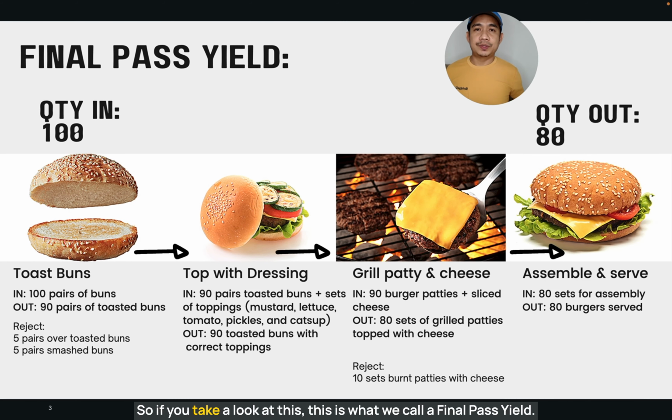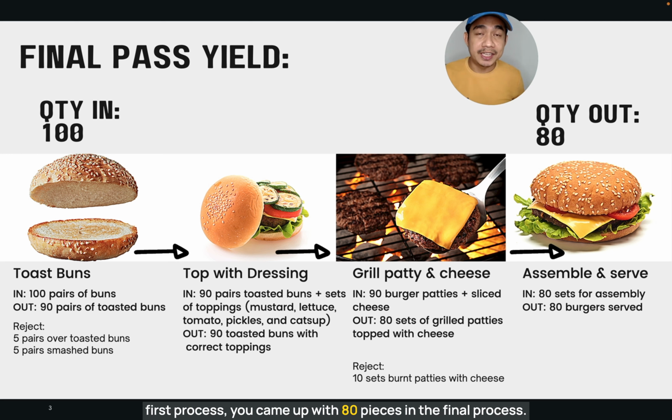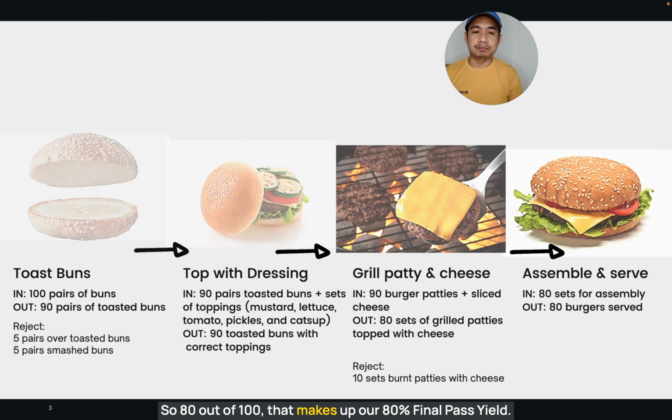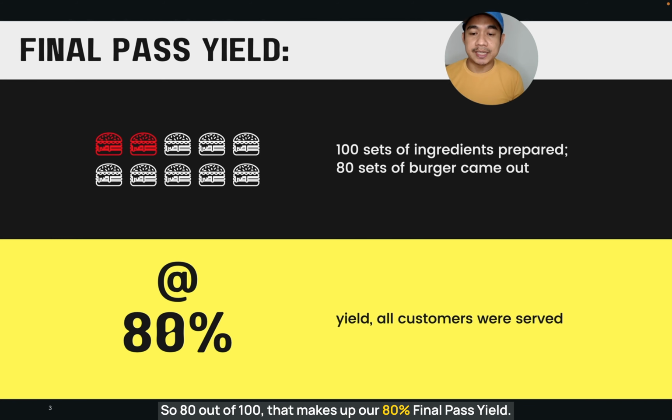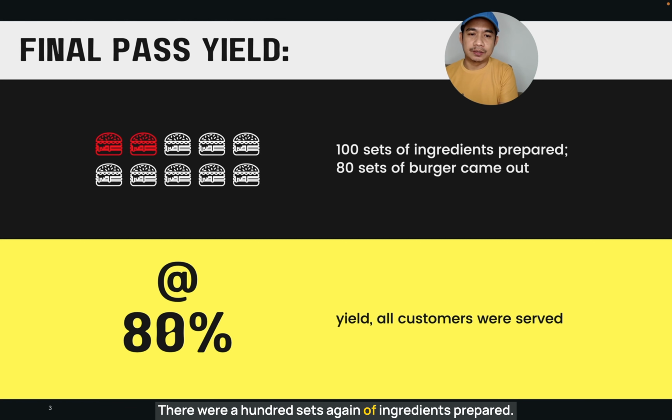So if you take a look at this, this is what we call a final pass yield. Out of the 100 sets of materials that you started with in the first process, you came up with 80 pieces in the final process. So 80 out of 100, that makes up our 80% final pass yield. There were 100 sets, again, of ingredients prepared. 80 sets of burgers came out. These burgers were just enough for you to serve your customers.